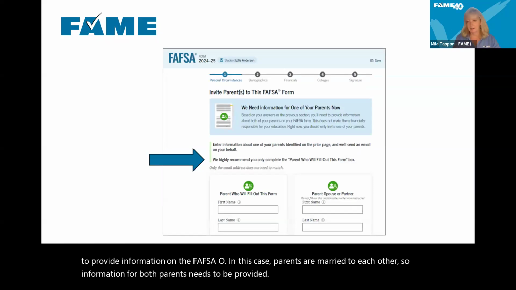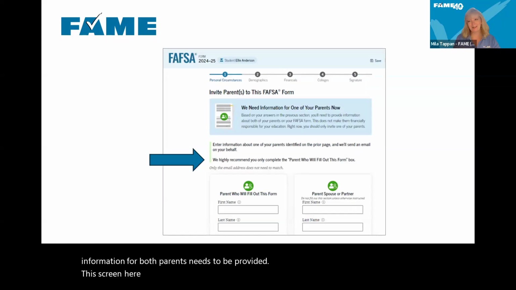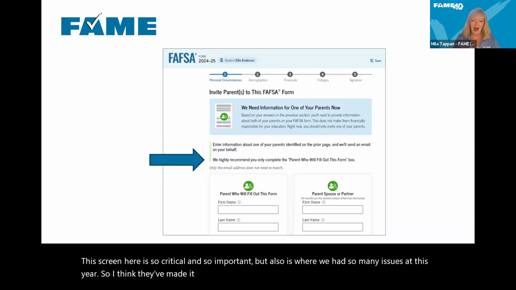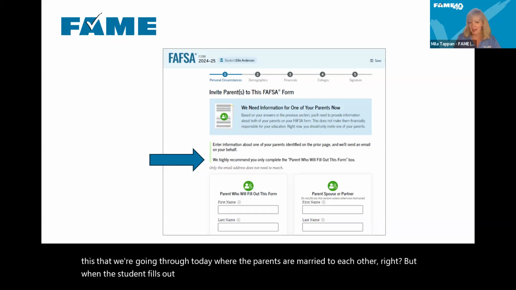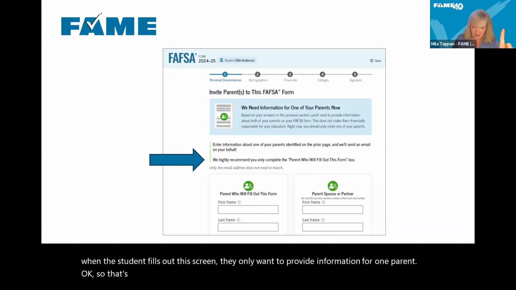This screen here is so critical and so important, but also is where we had so many issues this year. So I think they've made it better. But what happens on this screen is we have a scenario that we're going through today where the parents are married to each other, right? But when the student fills out this screen, they only want to provide information for one parent. Okay, so that's confusing, and I don't know why they've set it up this way.